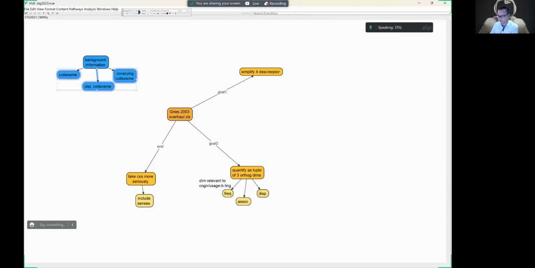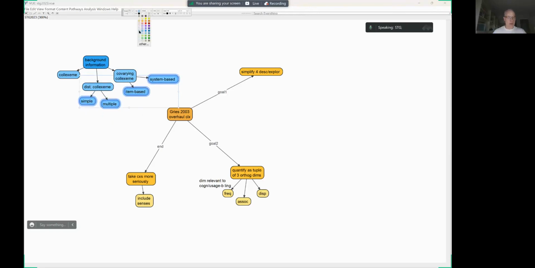Let's make this a little lighter because it's one level down the hierarchy. Like this. And then it said there's a simple distinctive collostructional analysis. Simple, and there's a multiple one. And then there's item-based and system-based. Right, so those two go here, those two here. Okay, and again, we'll make this one level lighter because it's one level of indentation further down, like this. Okay.